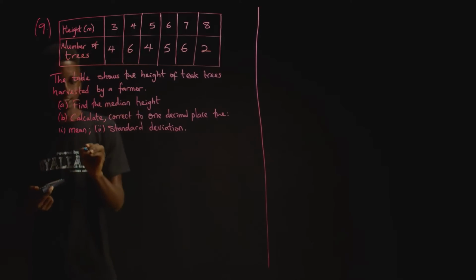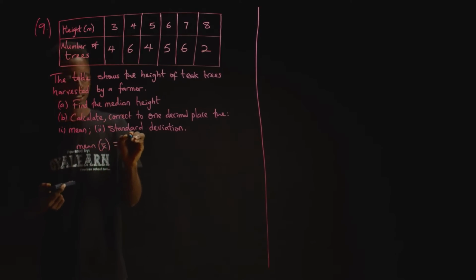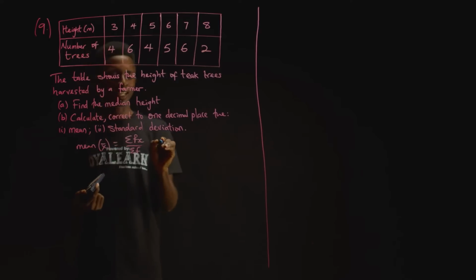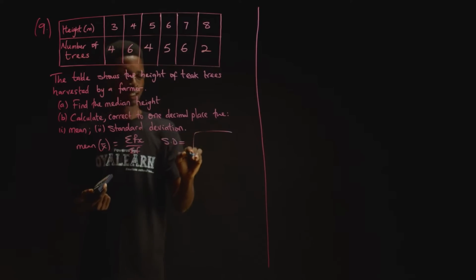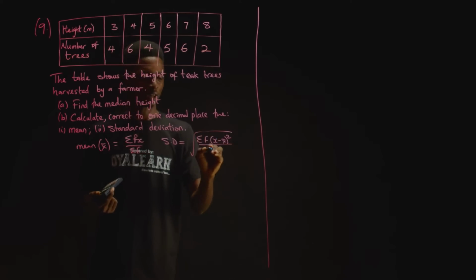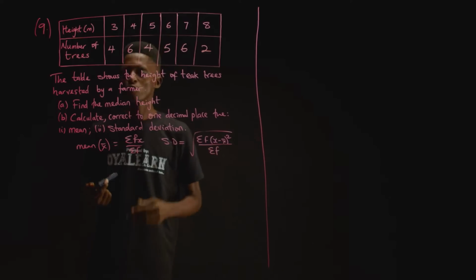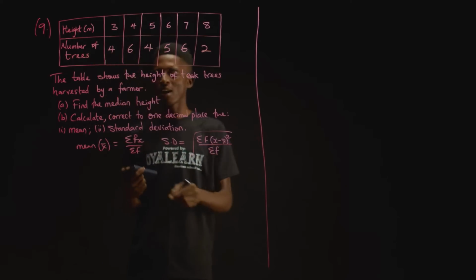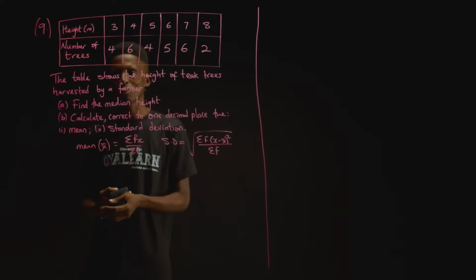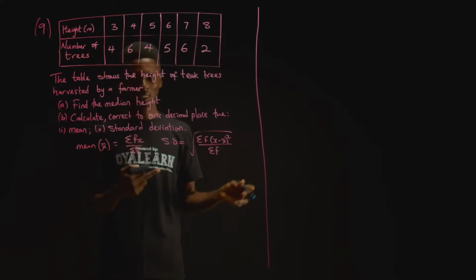And if you recall, mean x bar is summation fx over summation f. And then our standard deviation is given by the square root of summation f into x minus x bar all squared over summation f. So our new table must have all of these variables in that new table. So let's process this table to have all of these things, okay?